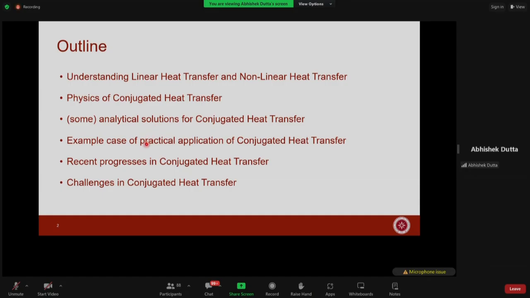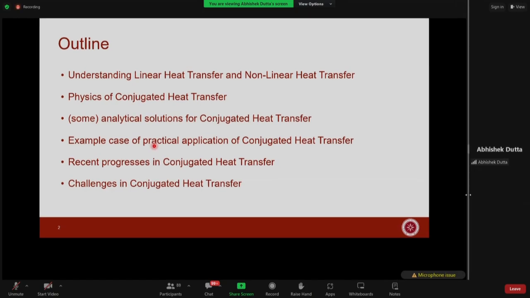And an example case of one practical application of conjugated heat transfer, from a paper I found very easily explainable, which is very important. When you are starting with something complicated like this kind of topic, it is always best to start with something very easy rather than something very complicated and wasting your time and energy trying to understand it. Then we'll discuss the recent progress in heat transfer and some challenges in CHT, or conjugated heat transfer. Okay.